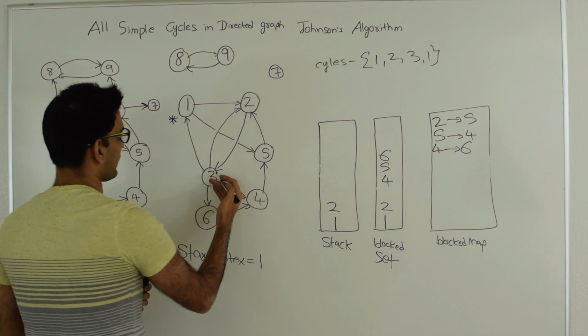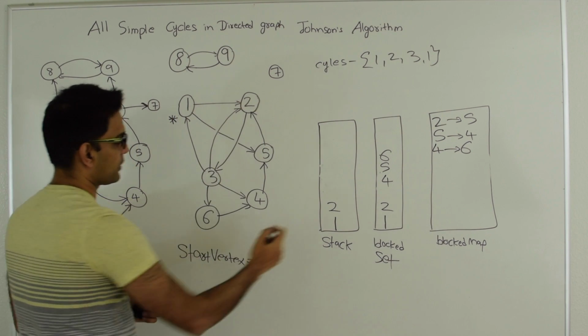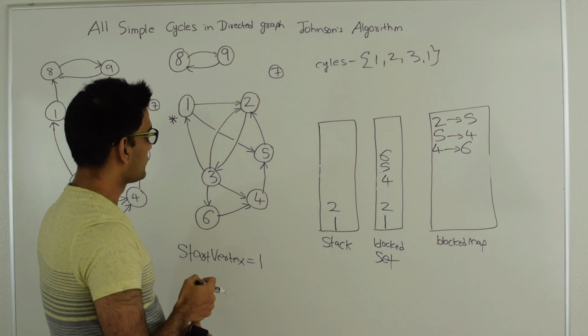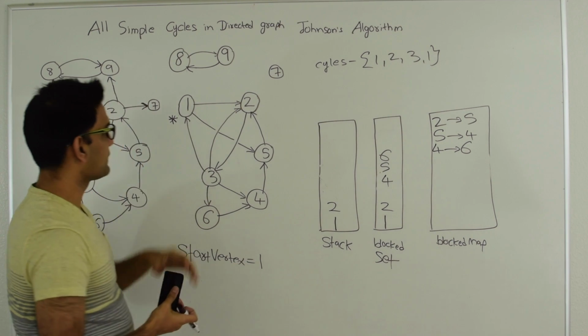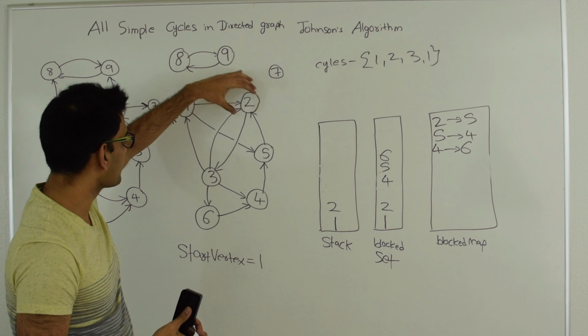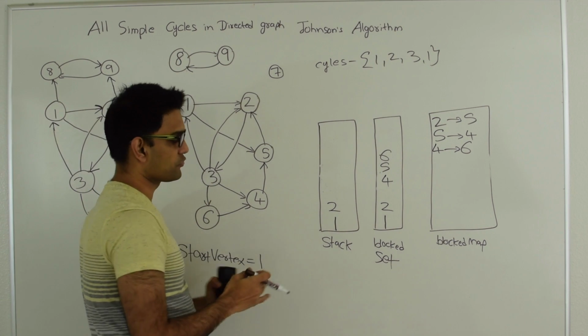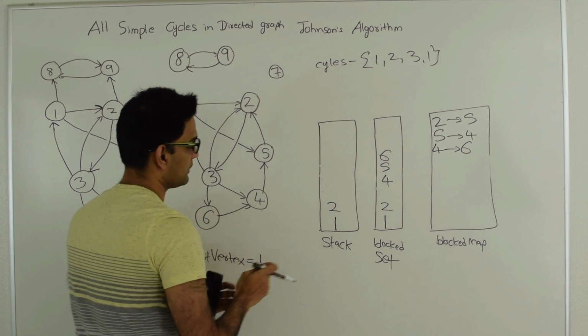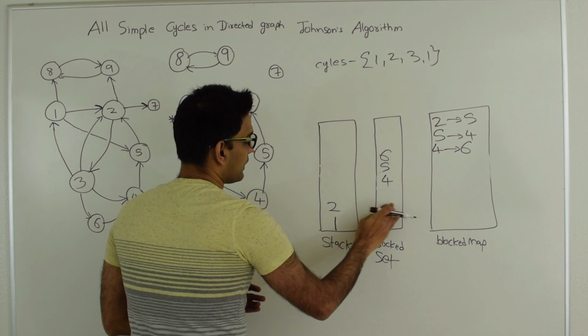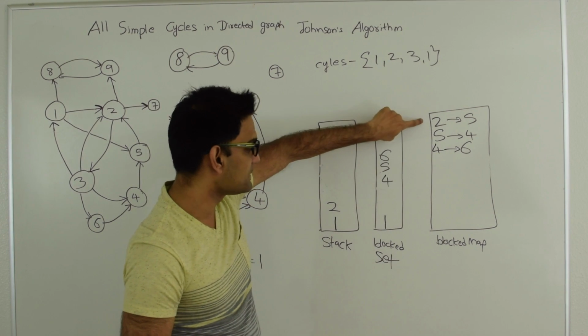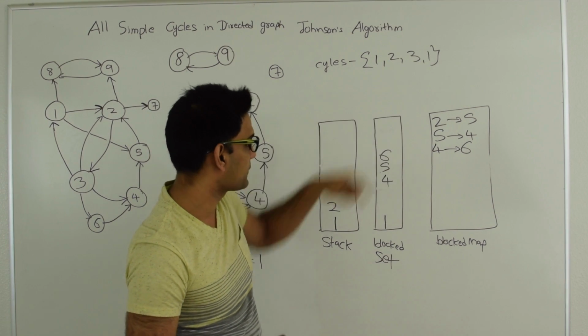So then from 3 we go back to 2 because that's where we came from. Now 2 has no more neighbors. So now since we did find a cycle from 2 all the way to 1, we have to unblock 2 to open up the possibility for future cycles. So we'll unblock 2, and since we've unblocked 2, we have to check, is anyone else waiting to be unblocked because of 2?